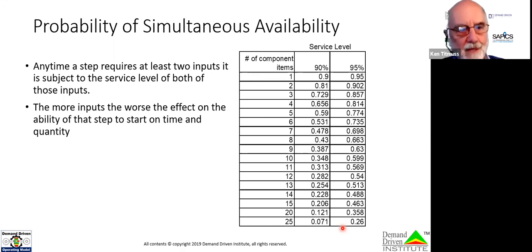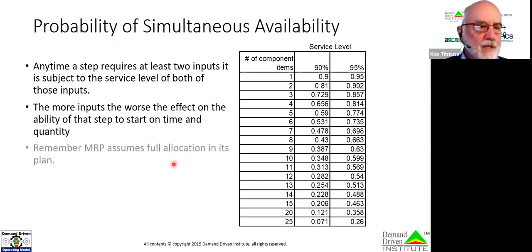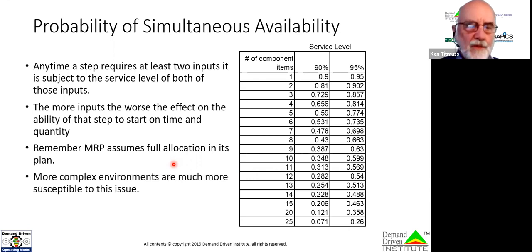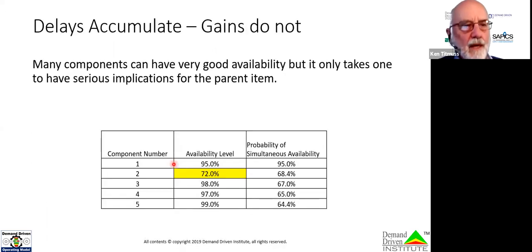I mean, just take a motor car that has 5,000 components in it. You're going to end up with a big problem there. So remember, MRP assumes full allocation in its plan. It assumes that everything is going to be there. And in many cases, you only need one item that's not there and it's a problem. So more complex environments are much more susceptible to this issue. And delays accumulate and gains do not.